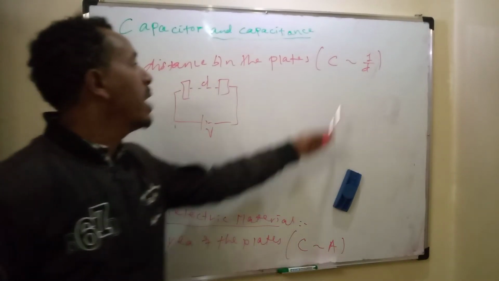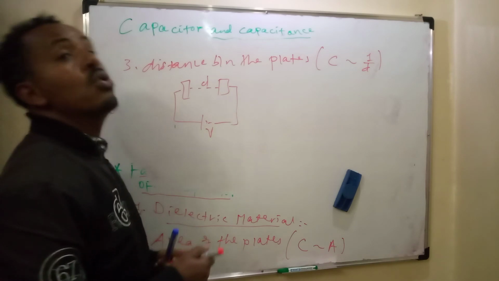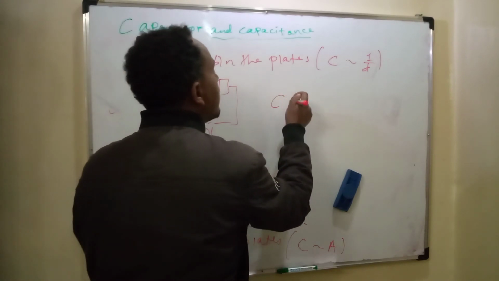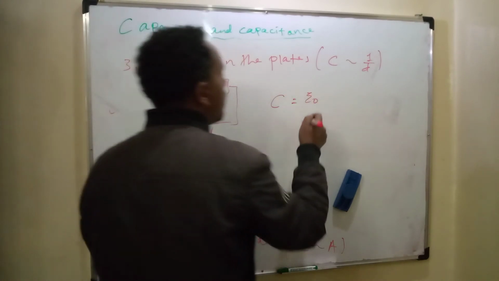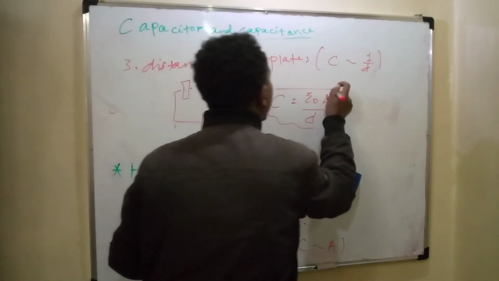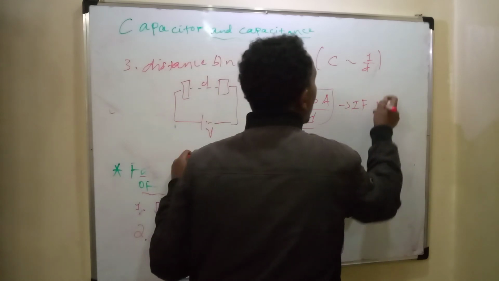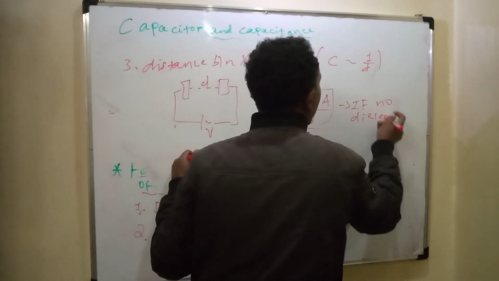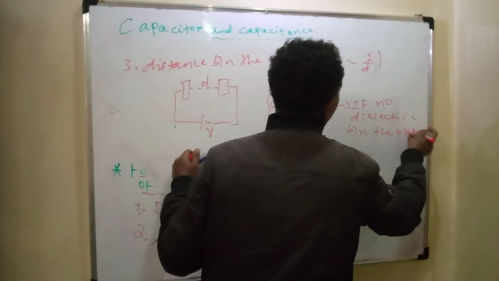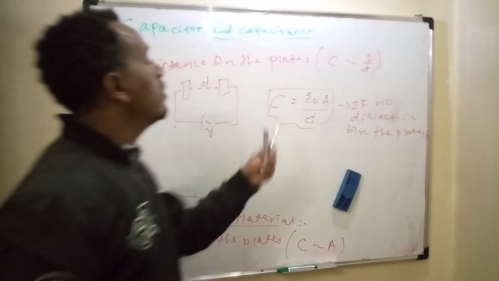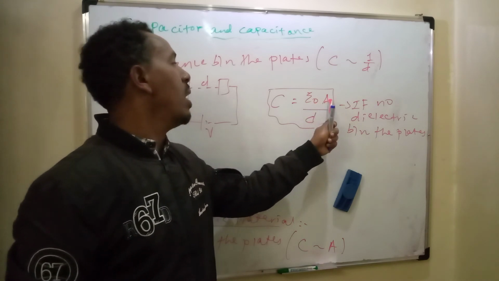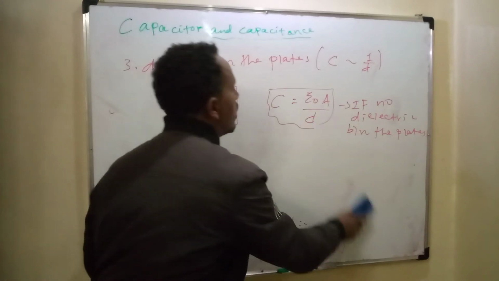Therefore, from these two relationships, if there is no dielectric material between the two plates, the capacitance of the capacitor is equal to the permittivity of free space times the area of the plate over the distance between the two plates.